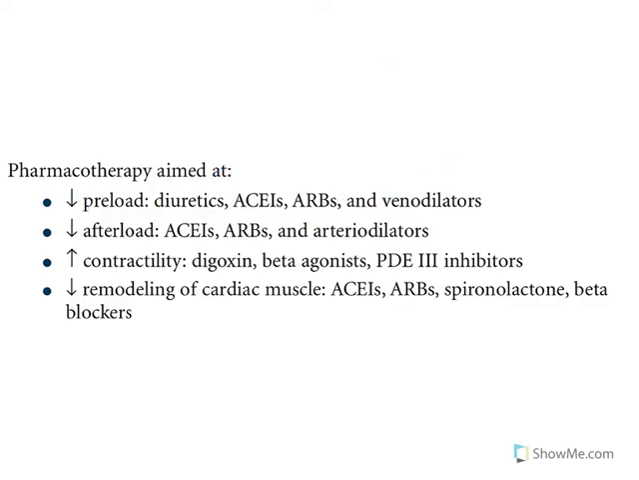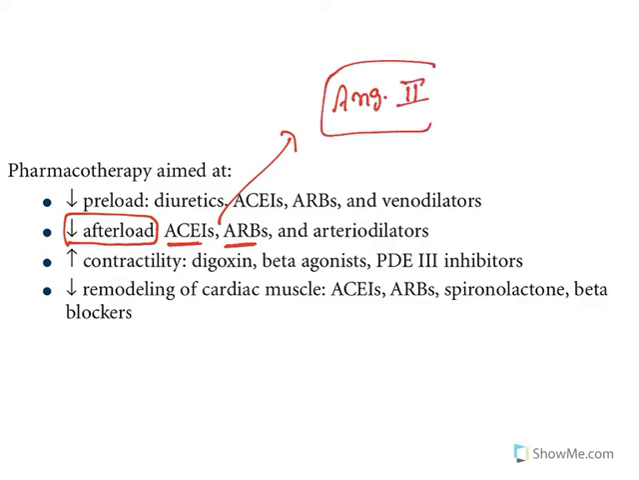Now the next one, reducing afterload. Again, see, angiotensin converting enzyme inhibitors and ARBs, see these two, what do they do? They reduce the amount of angiotensin 2, which is a potent vasoconstrictor, and it also releases aldosterone and increases fluid in the body. So when you use these kind of drugs, both preload and afterload are reduced.